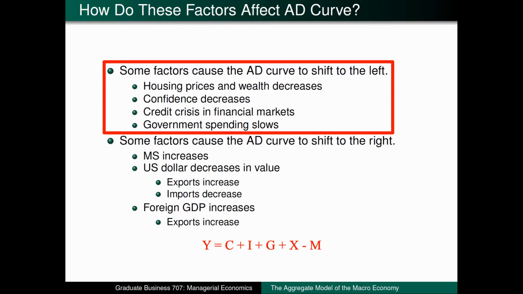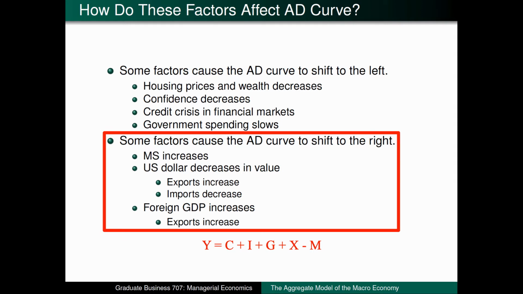A decrease in home prices and consumer wealth lowers C, the consumer spending portion of GDP. Decreased consumer and business confidence, as well as a credit crisis in financial markets, weaken both C and I. Finally, slower rate of growth in federal government spending decreases G.